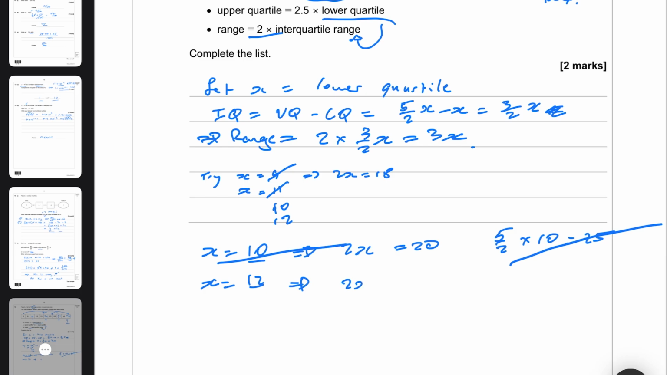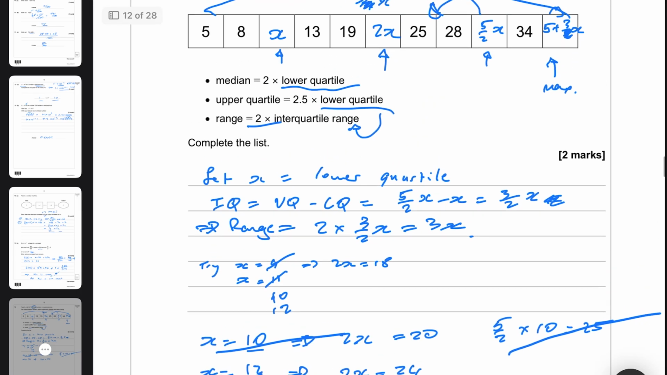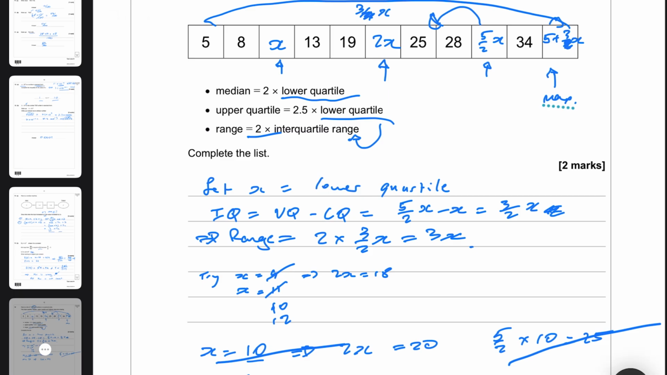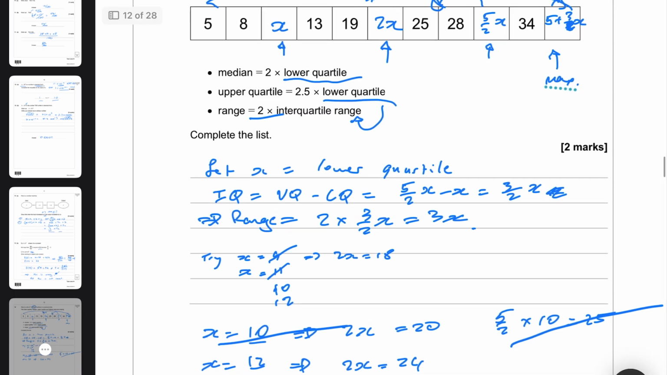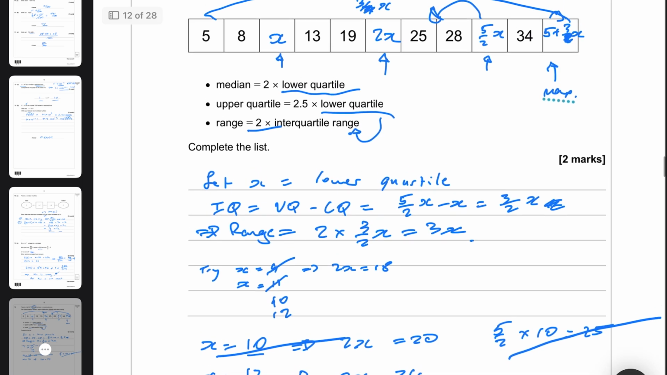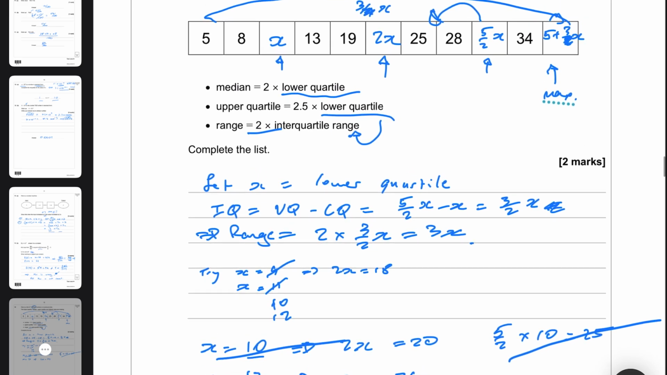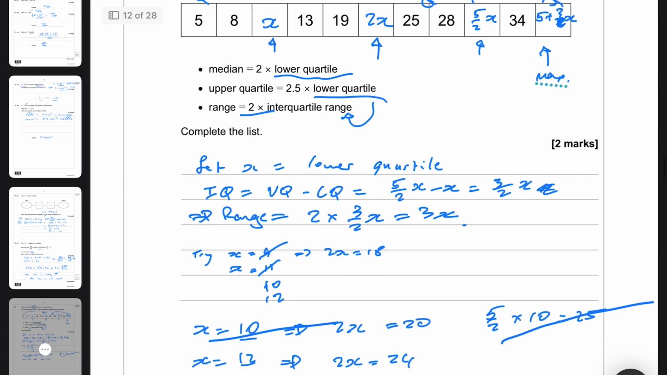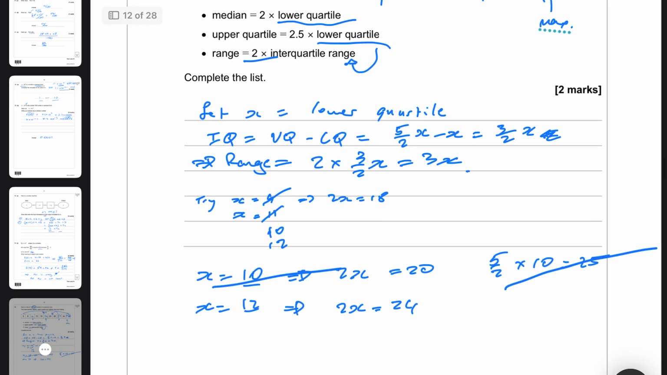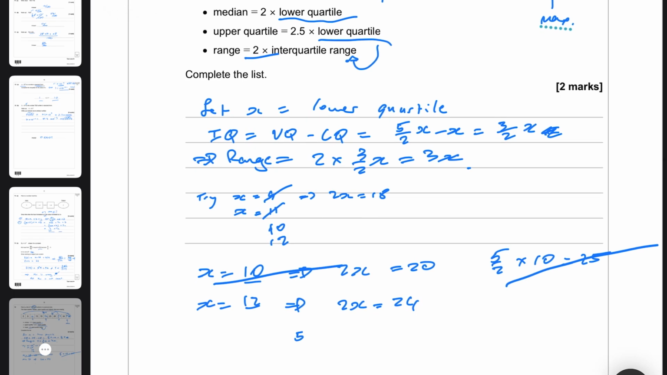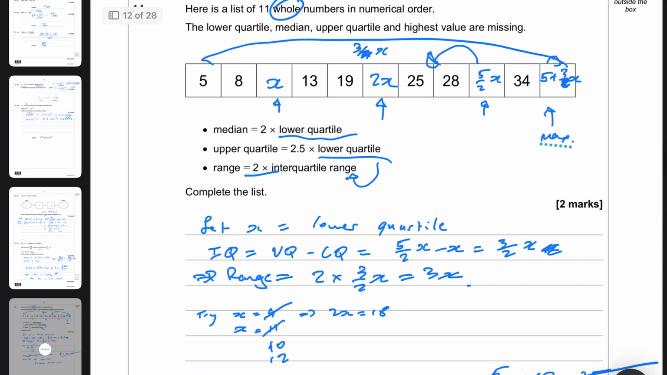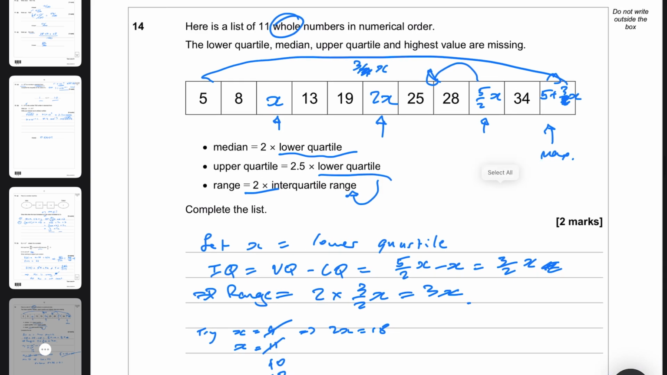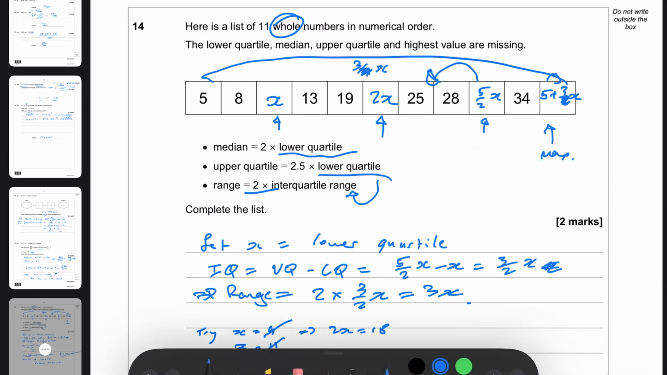So x equals 12, 2x equals 24, which indeed works here, right? It's just one lower than this. And then 5 halves of x. So half of 12 is 6, times 5 is 30, which fits snugly in between 28 and 34. And then we can verify the last one, so it's 5 plus 3 times x, which is 41. So 5 plus 3x equals 5 plus 36, which equals 41, which indeed does work, right? So these values now are indeed going to be equal.